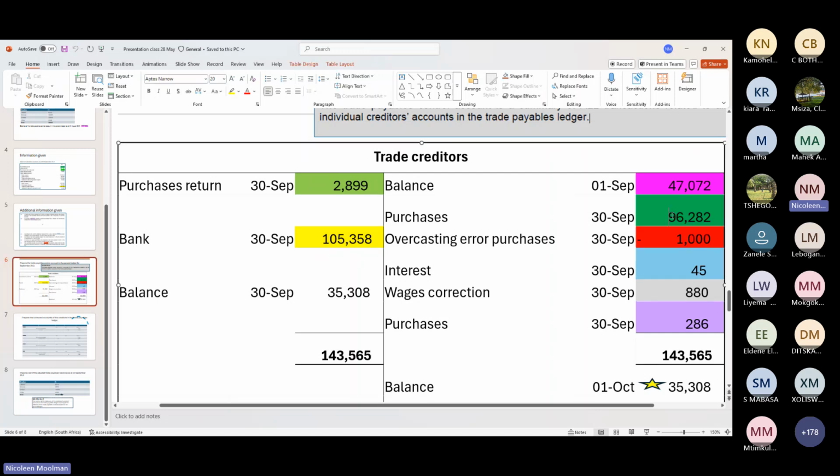You can include both of these in one line, just saying purchases 95282 when you prepare the trade creditors account. I split it into two lines just to show you the principle, or just to explain it better. But I'm happy if you include it in one line to show that your purchases is 95282. There was just an overcasting error. The balance should never have been 96282. It should have just been 95282.